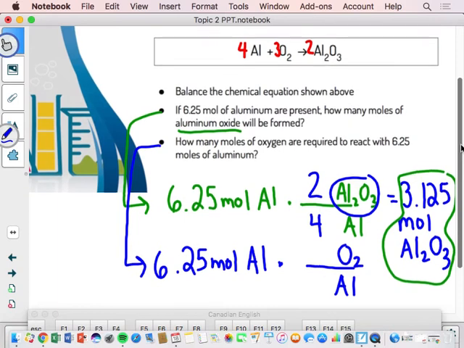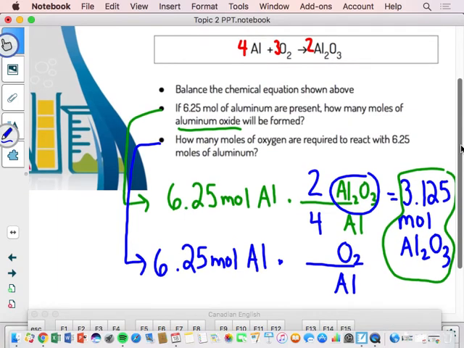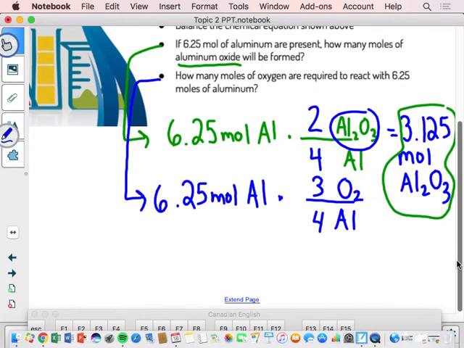We go back to our equation up here. Oxygen, 3, right? Aluminum, 4. Then we calculate. So 6.25 multiplied by 3 and then divided by 4 gives us 4.69.